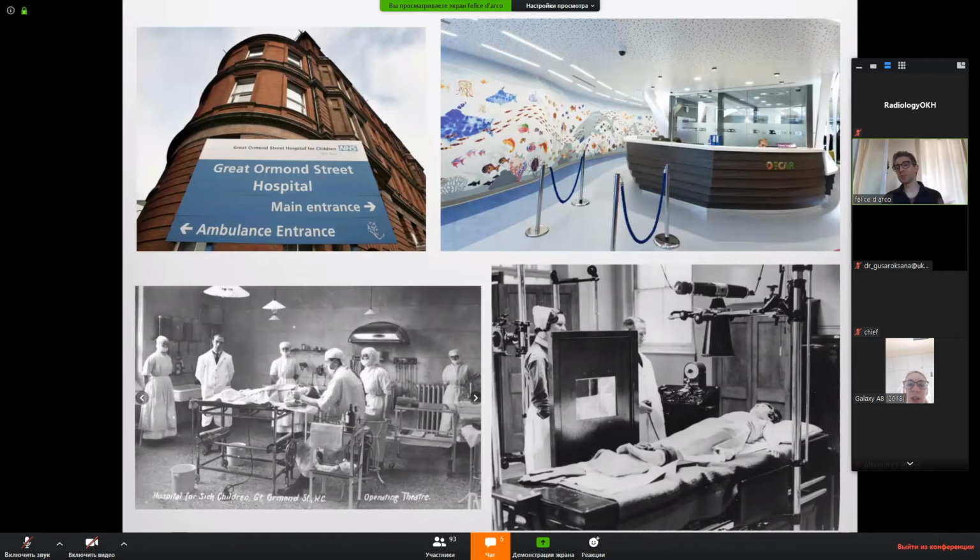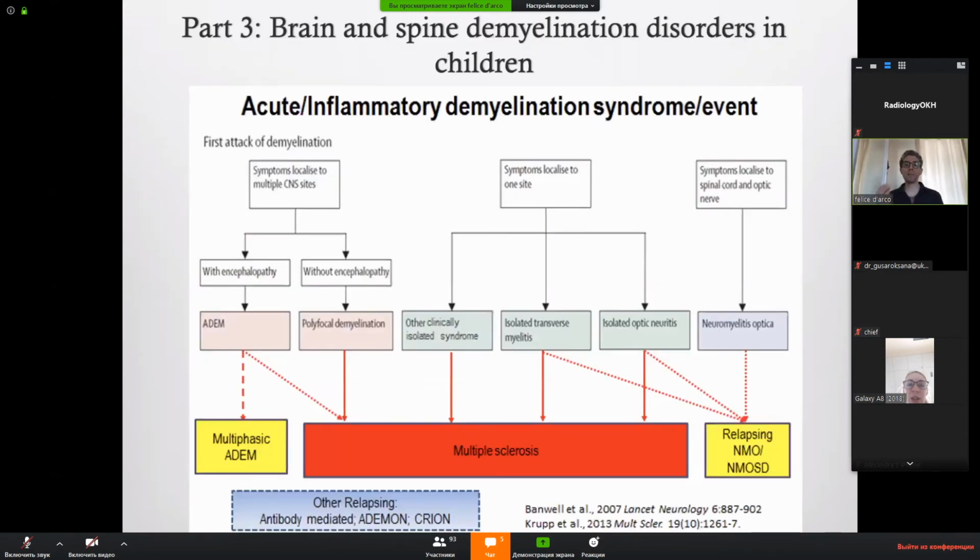And now I would like to speak to you about inflammation, and in particular, demyelination disorders. Now, demyelination disorders are divided in 3 groups. We have multiple sclerosis. Normally, we have multiple sclerosis in young adults, as you know, but we can have it also in children. And then you have neuromyelitis optica spectrum disorder, NMOSD, and you have the ADEM with all this multiphasic ADEM kind of evolution that I will speak to you about. So remember, multiple sclerosis, neuromyelitis optica, and ADEM.